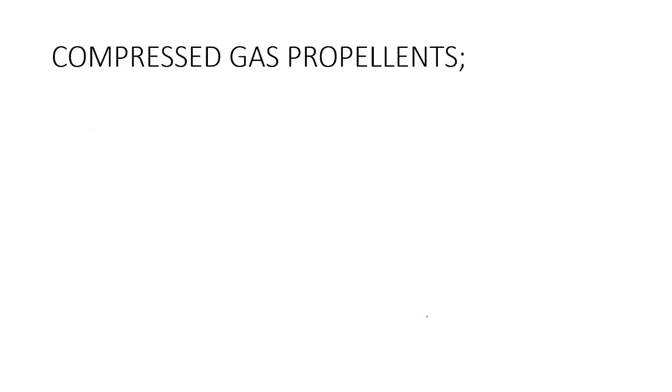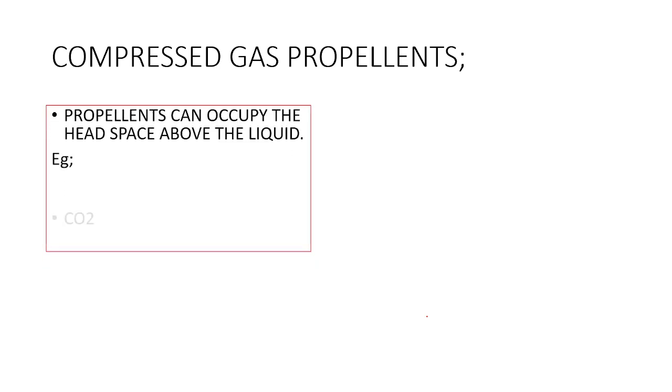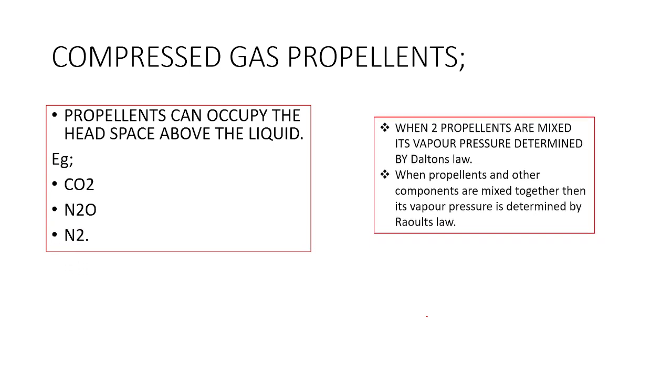Next one is compressed gas propellants. Examples of compressed gas propellants are carbon dioxide, nitrous oxide, and nitrogen. These are the compressed gas propellants.